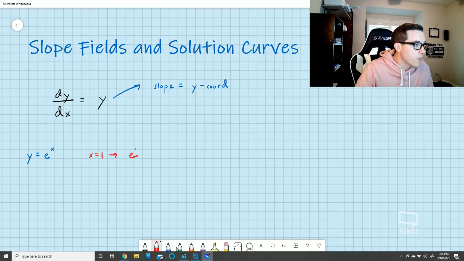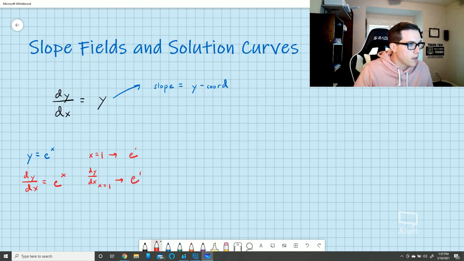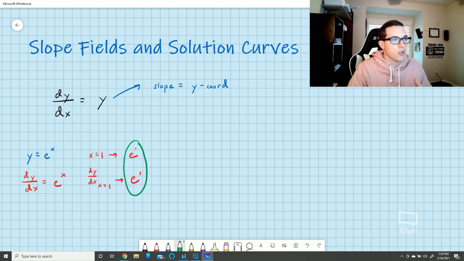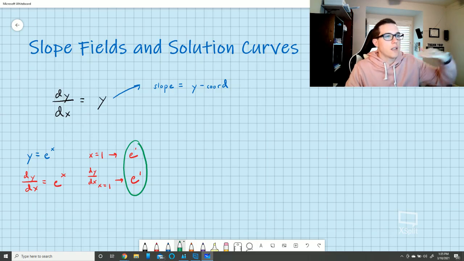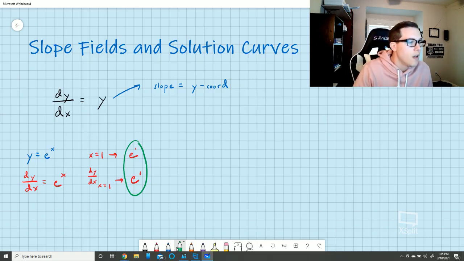The slope, if I took the derivative, well, the derivative is e to the x because it's its own derivative. Now, if I wanted to find the slope at x equals 1, I would plug 1 in and I'd get the same thing. So the slope and the y-coordinate are the same. At 1, the slope is 1. At 2, the slope is 2. At 3, the slope is 3. And it's got that exponential growth.